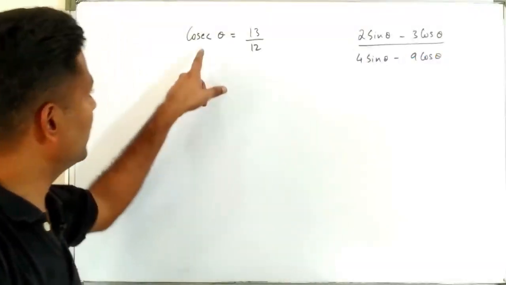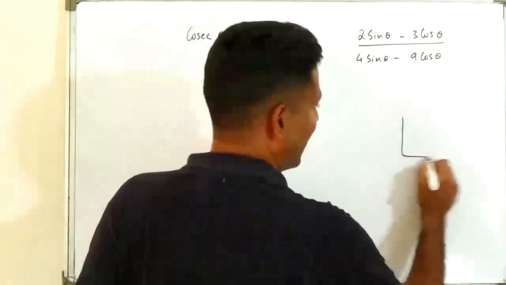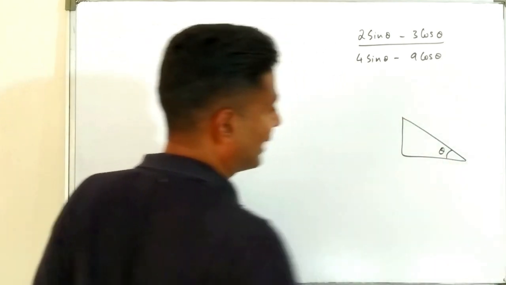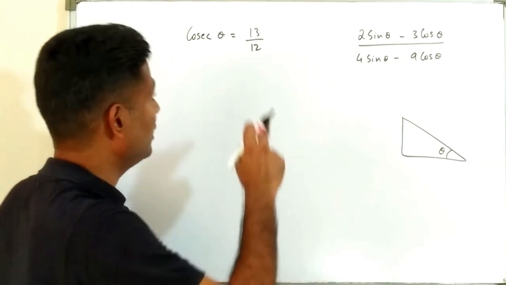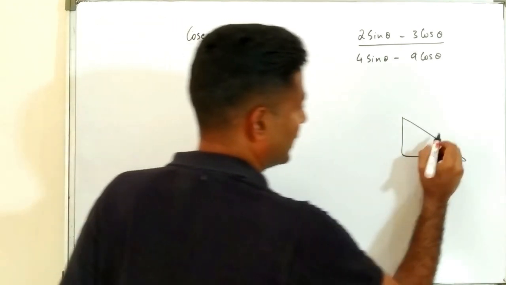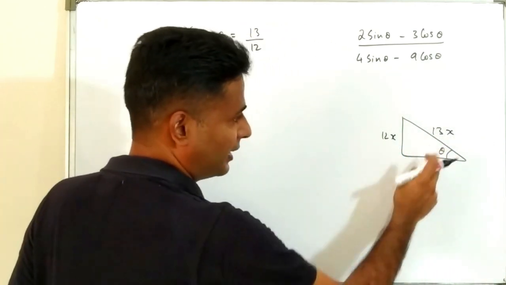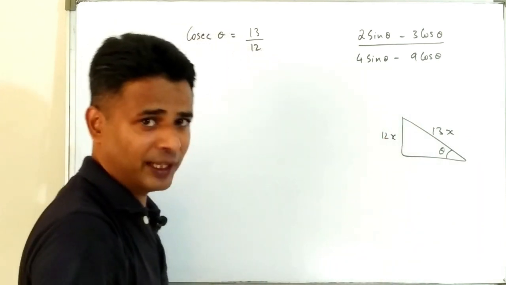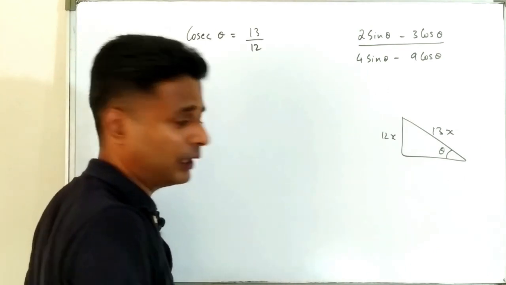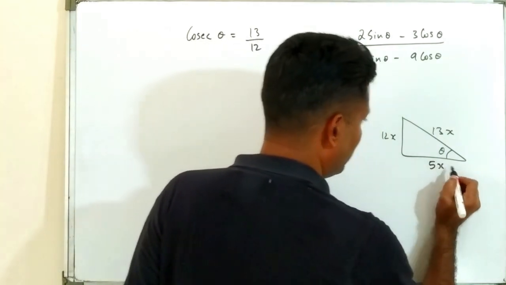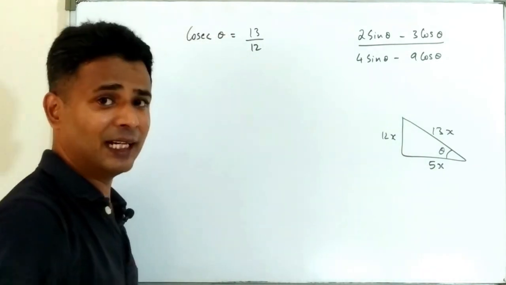Now the third problem, they have given us cosec theta is 13 by 12 and they have asked us to evaluate this. So in this problem we have to draw the triangle. Let us take this angle as theta. Cosec is reciprocal of sine. Sine is opposite by hypotenuse. So cosec will be hypotenuse by opposite. Using Pythagoras theorem, this square minus this square will give us this square. So you will get 169 minus 144, that is 25. So this will be 5x. Alright. So using Pythagoras theorem, we get this side as 5x.